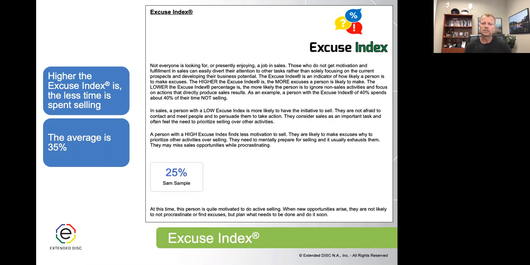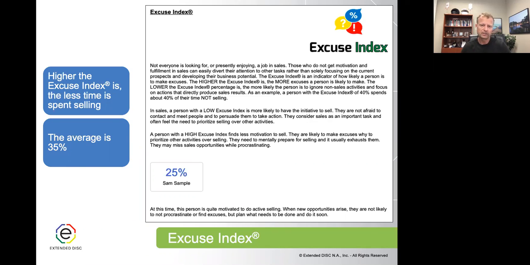And because it's an excuse index, we don't want to see high excuses. So the lower the number is, the better it is. So for this person, our friend Sam Sample, 25%, actually it's a pretty good number because the average worldwide varies.